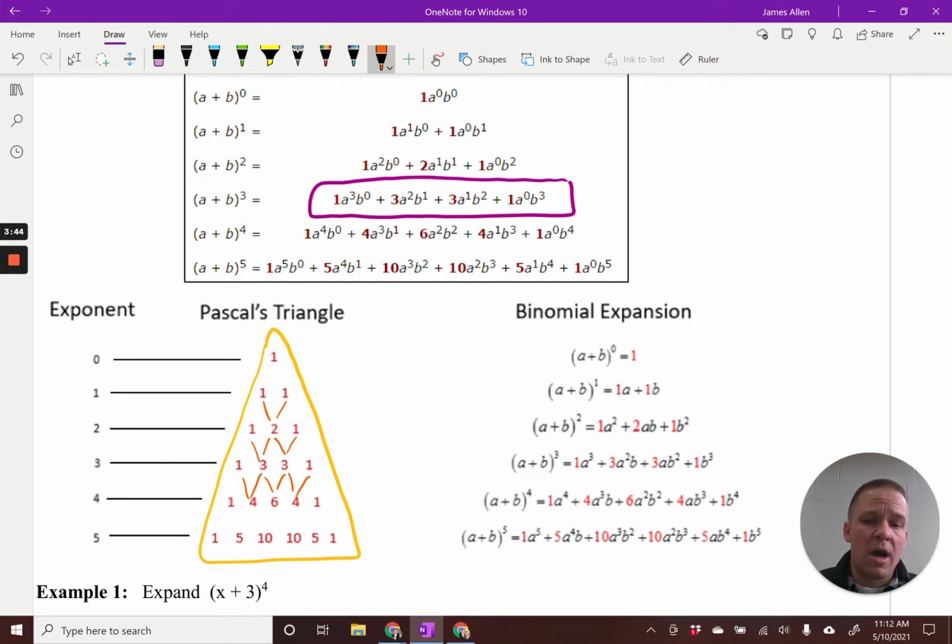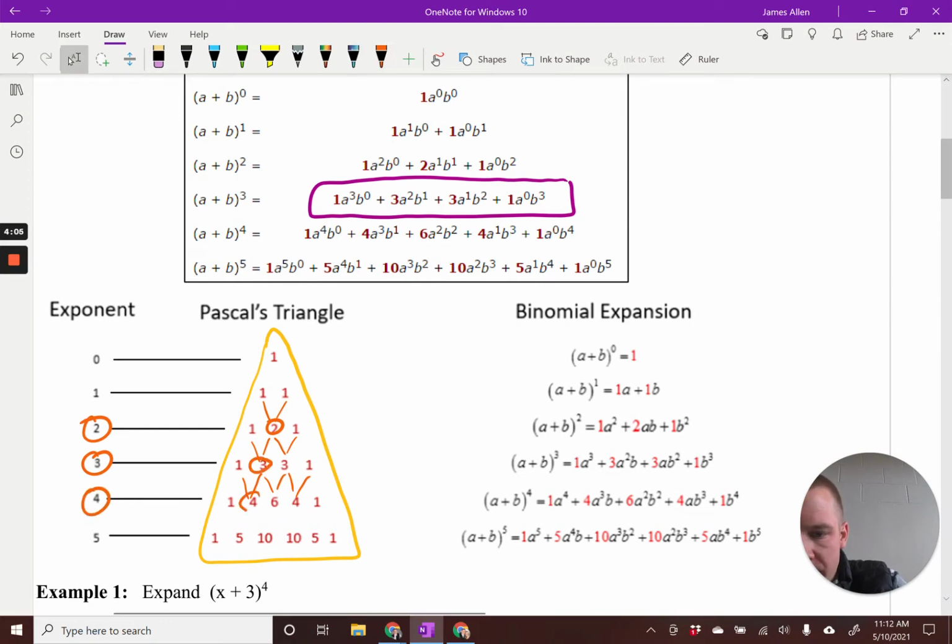So you don't have to necessarily memorize the entire thing. You could form it if you want. Okay, it can be helpful to know the first few lines, but you can go ahead and make it yourself if you've forgotten the numbers. Okay, cool. You can also notice that the exponent here matches up. 3, the first one. 4, the first one there. 5, the first one there.